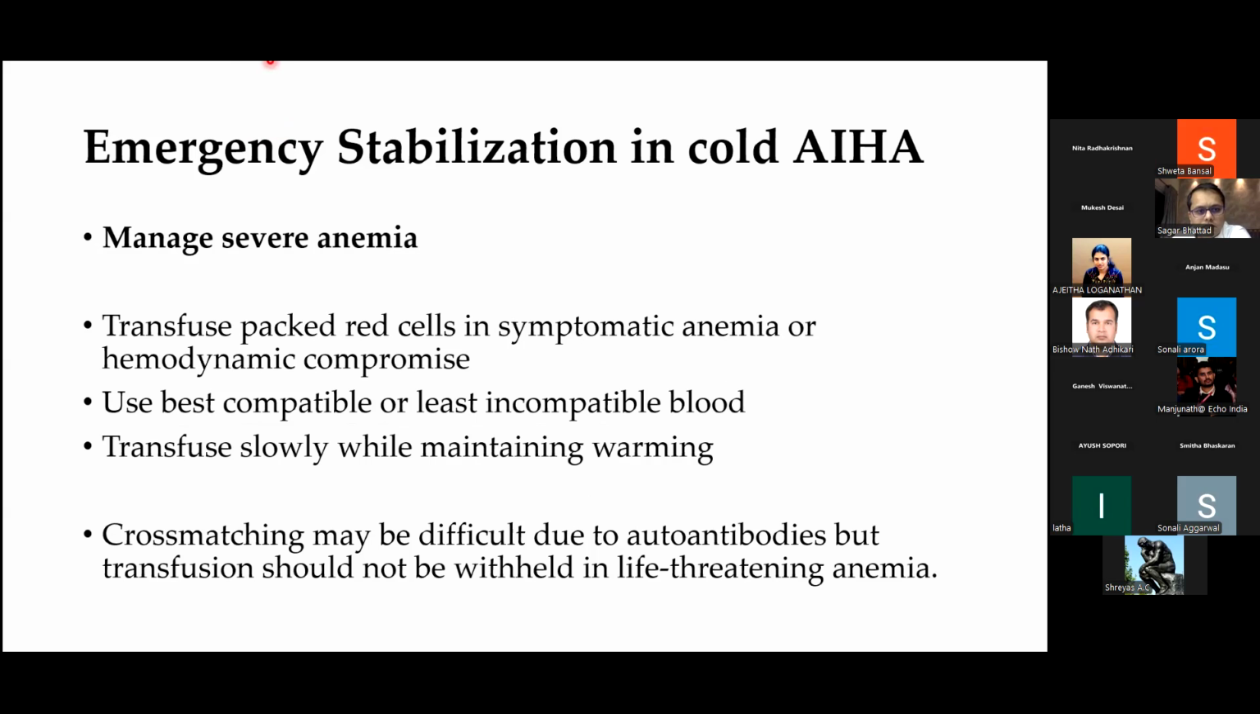Again, managing severe anemia, a least incompatible unit has to be given. Generally, the transfusion department identifies a unit which is least incompatible. Again, use a blood warmer here as well, and transfuse slowly while maintaining the warming. Cross matching definitely would be difficult, but that should not be the reason not to transfuse. Maintain hydration. Here intravascular hemolysis is happening, and because of that there will be hemoglobinuria and early renal dysfunction. So you have to maintain urine output, and also monitor hemoglobin and renal functions quickly.